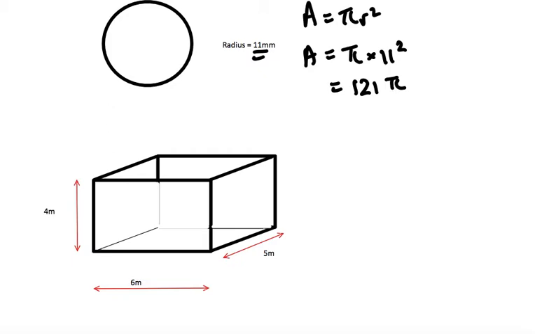Or if you know how to multiply by 3.14, it's going to be approximately 364 or 5 or something. That's approximately 365 millimeters squared. I haven't used a calculator. I've just done it with 3.14.